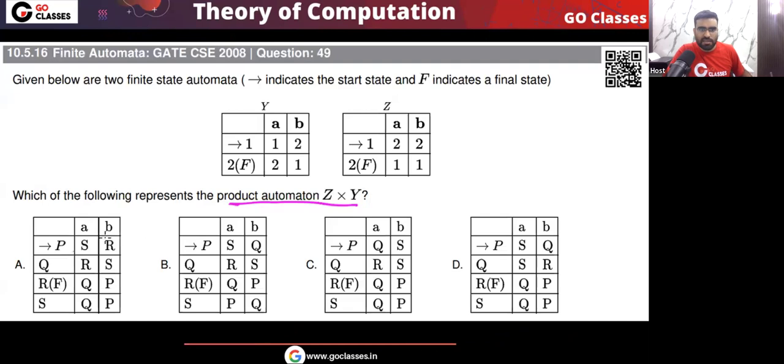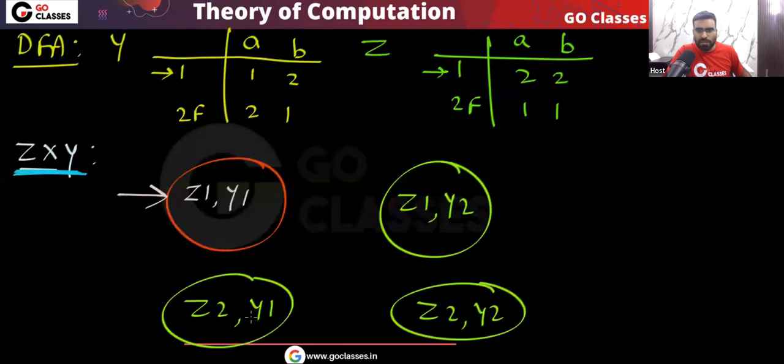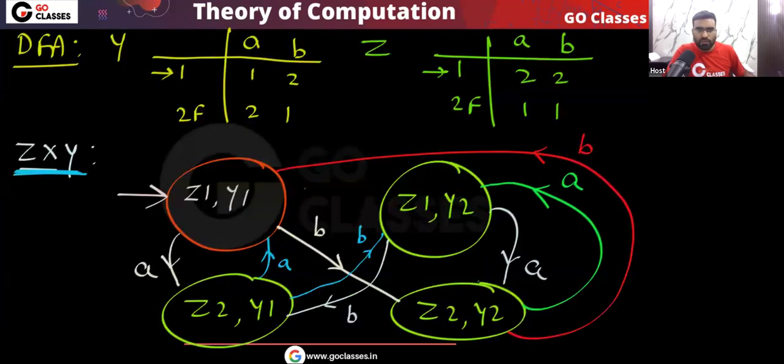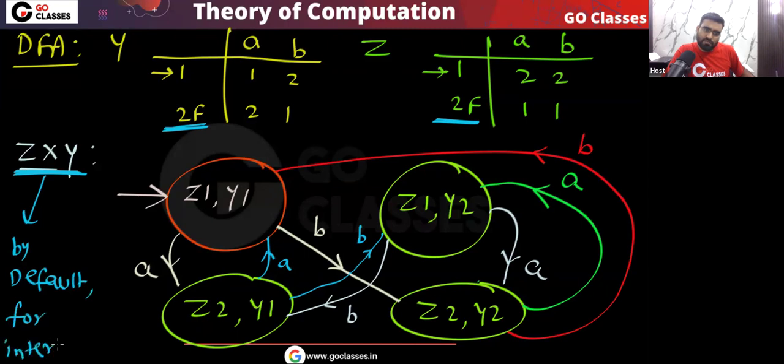Okay, that's it. Now, the question is asking which of them is the product automata. So the state names are changed. Do you agree? The state names are PQRS, PQRS, PQRS. Okay, no problem. First of all, you tell me what will be the final state. Remember, by default, we create product automata for intersection.